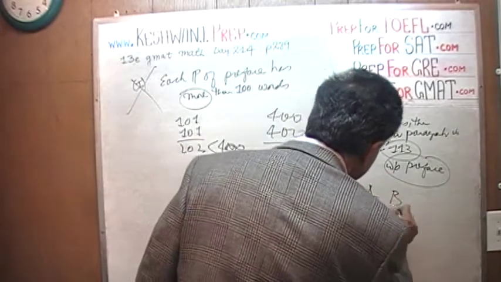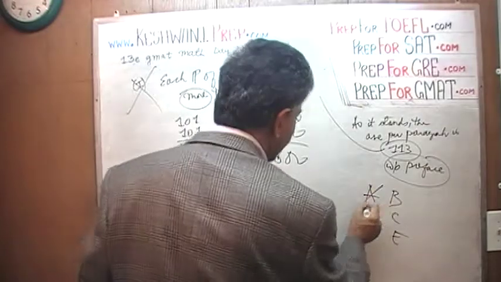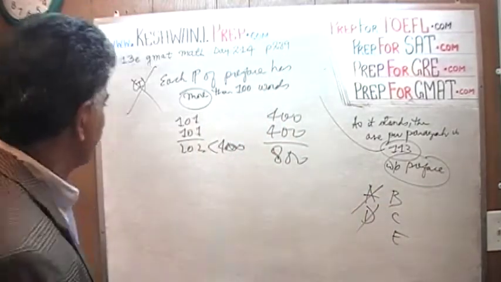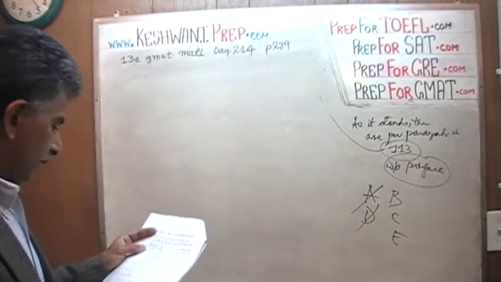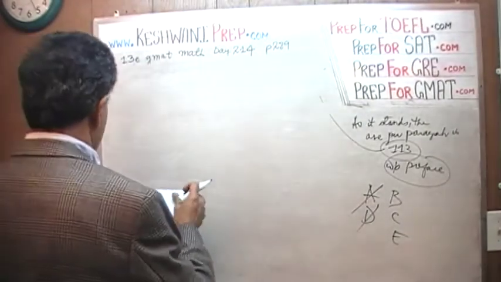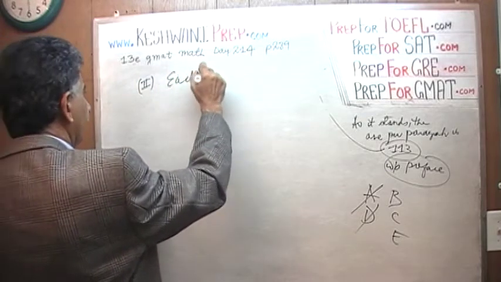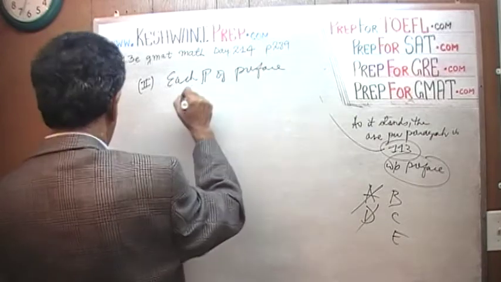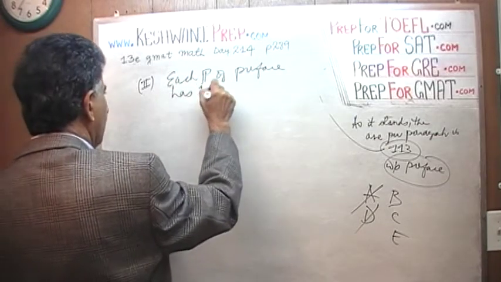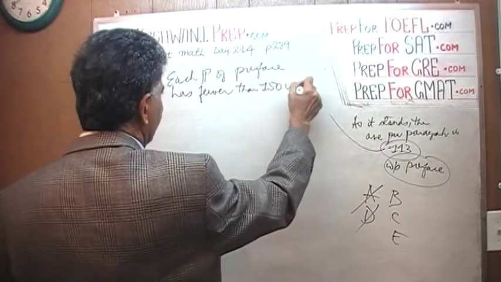A, D, B, C, E. Because the first statement by itself is not enough, the answer cannot be A or D. Let's look at the second statement. The second statement tells us that each paragraph of the preface has fewer than 150 words.